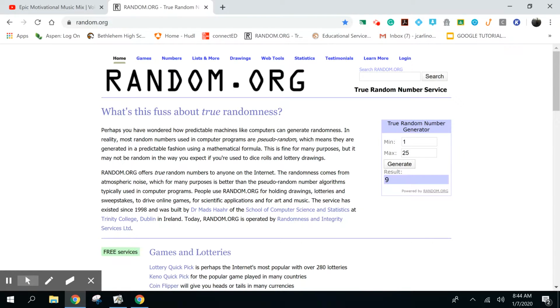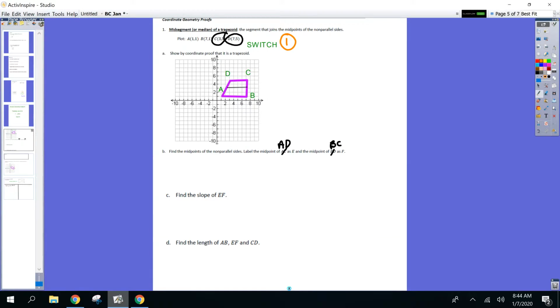Calm down, tough guy. What am I going to need here to show it's a trapezoid? How am I going to do that, Jenna? Same slopes. All right. So I kind of already.